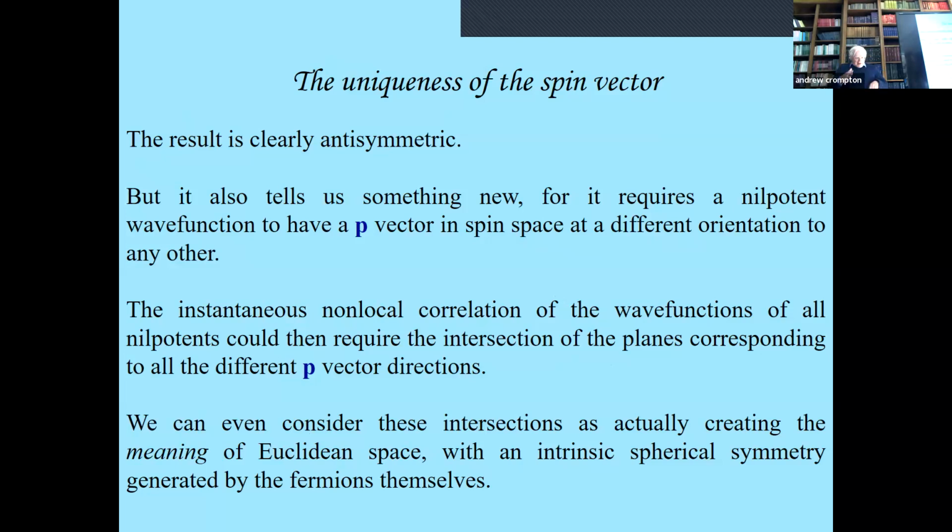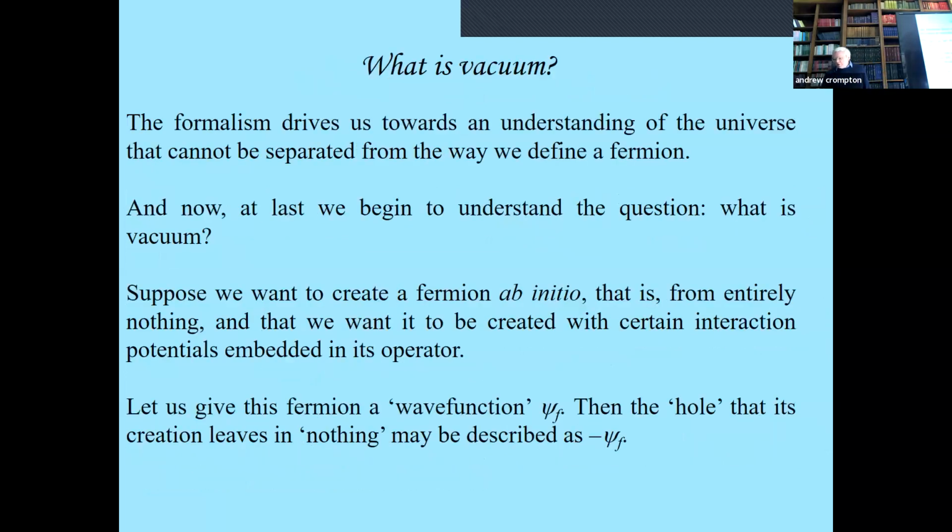We can imagine putting a plane on the vector at the end of each vector, and all the planes would intersect. And that would create a Euclidean structure if we had an infinite number. So this is just pure formalism. We've done nothing except alter the formalism. It drives us towards an understanding that you can't separate the universe from the fermion.